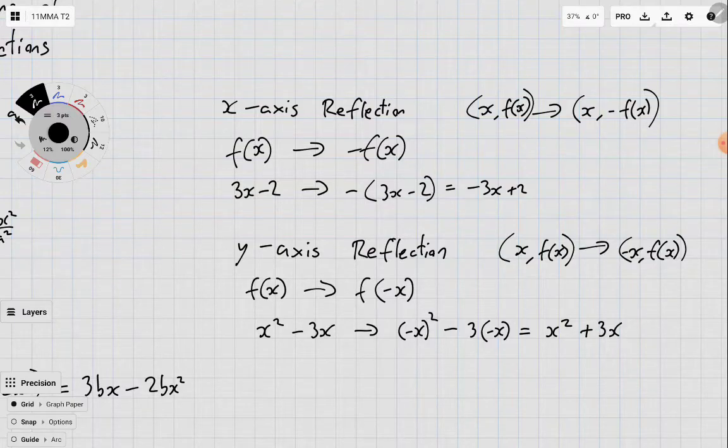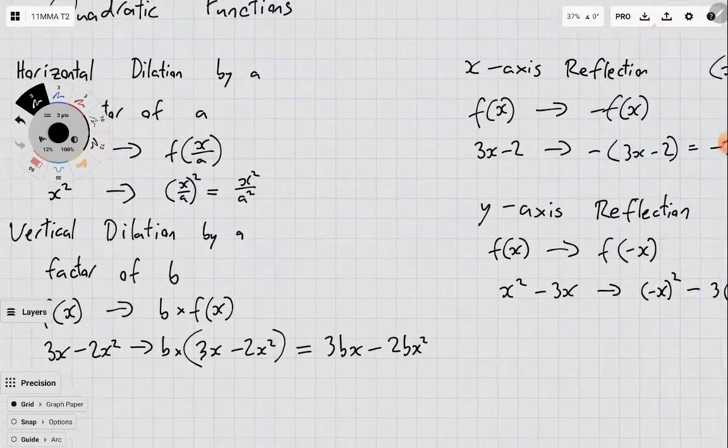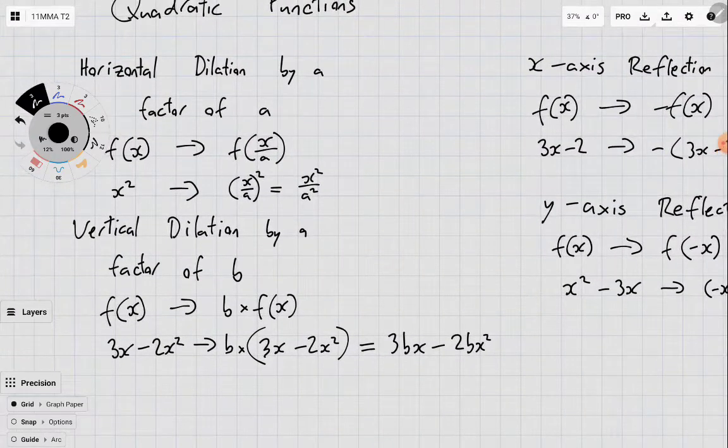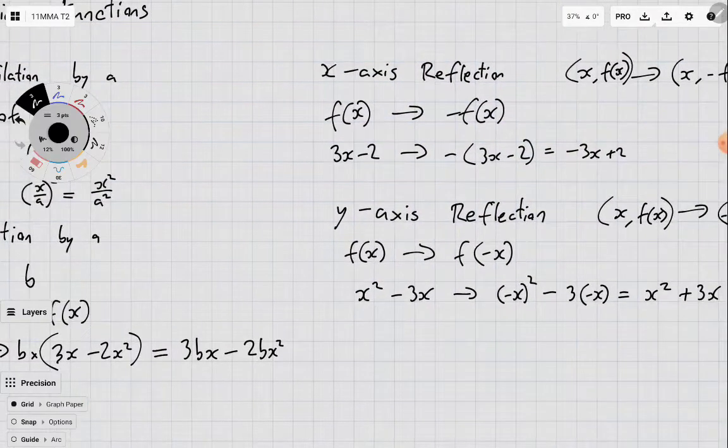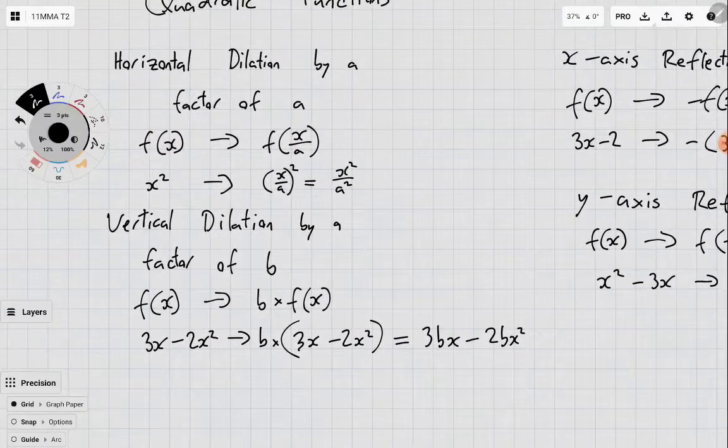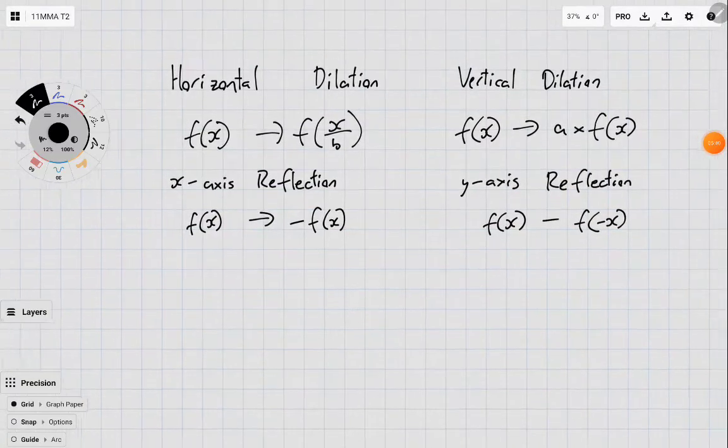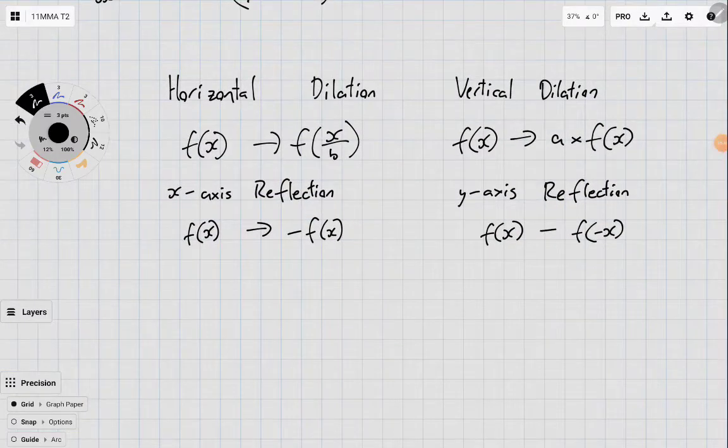Okay? So that's how you perform a horizontal dilation by a factor of a, a vertical dilation by a factor of b, an x-axis reflection, or a y-axis reflection using function notation. I'm just going to put them all on one slide so you can see them nice and easily. Alrighty, so this is the shorthand version. In this case, I've just swapped a and b for the vertical and the horizontal dilation. It doesn't matter, they're just arbitrary constants. So this is a horizontal dilation by a factor of b, and this is a vertical dilation by a factor of a. Alrighty, so that's to give ourselves a little bit of assistance.